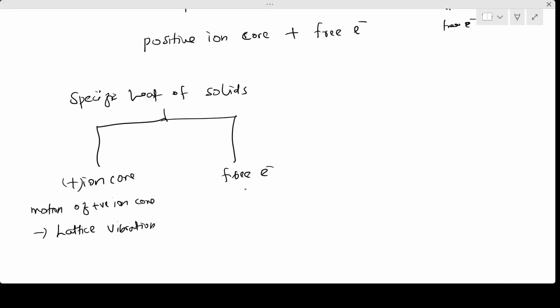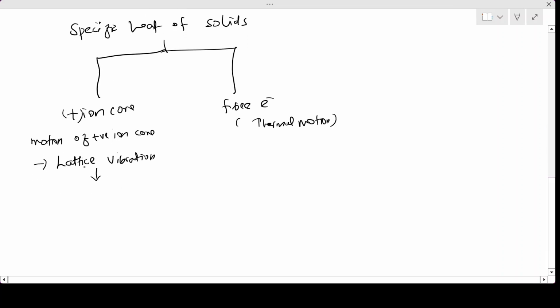And in the free electron case you can also see that motion will be there, but it generally executes a thermal motion rather than a lattice vibration. Lattice vibration is the dominant contribution towards the specific heat, and this specific heat you can also call phonon specific heat.